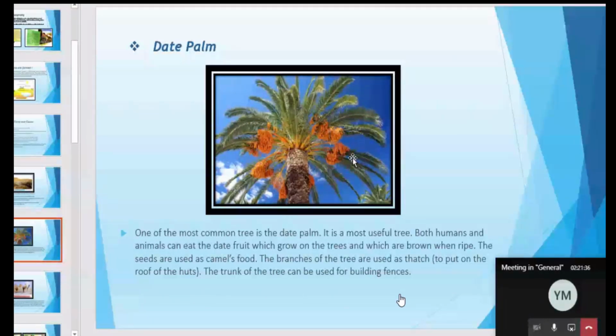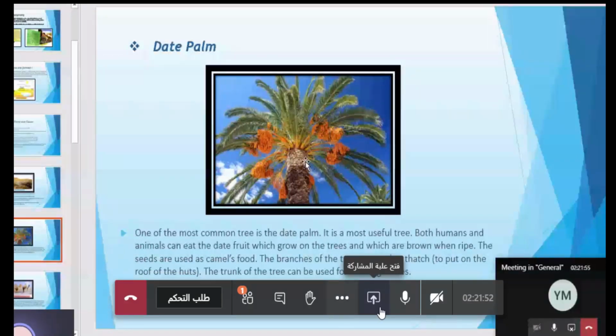Those who cannot afford to build a house, they have huts. Now on the huts, they are attaching these branches of the tree once they are dried. And this trunk, yesterday I told you that this trunk of the tree can be used for building the fences. Once again, the sweet fruit is used by whom, children?